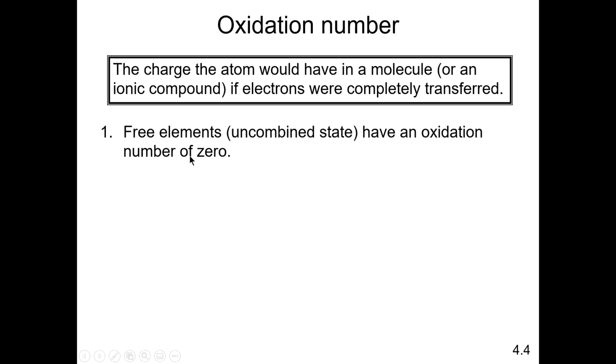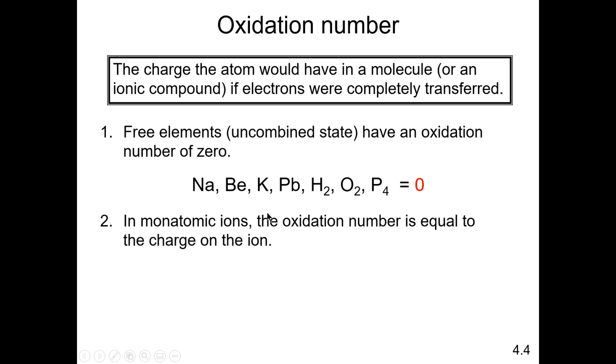So the first rule is that free elements, elements that are not combined with any other elements, have an oxidation number of 0. So any element by itself, not combined with anything else, is automatically assumed to have an oxidation number of 0. So here's a list of examples, and in each case, the oxidation number of each of these elements would be 0. It doesn't matter if it's monatomic, diatomic, or polyatomic. The oxidation number of the element is 0 as long as it is not combined with anything else.